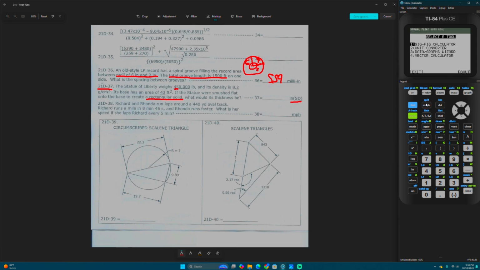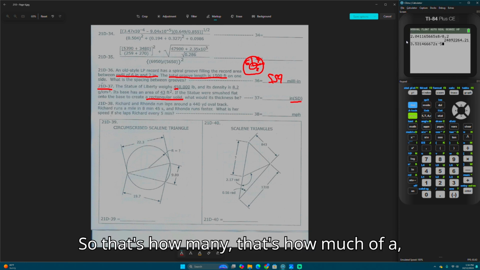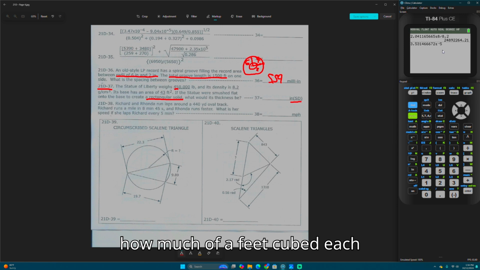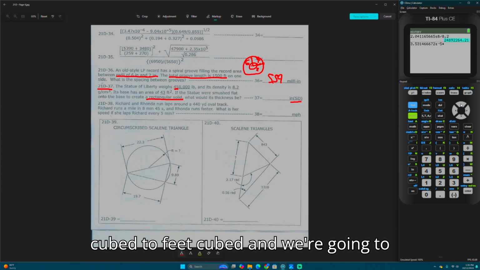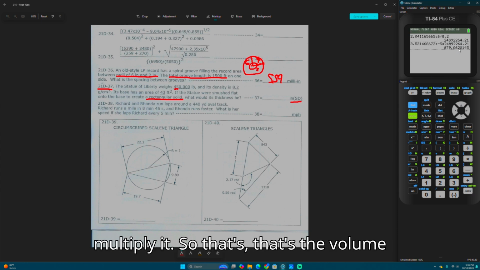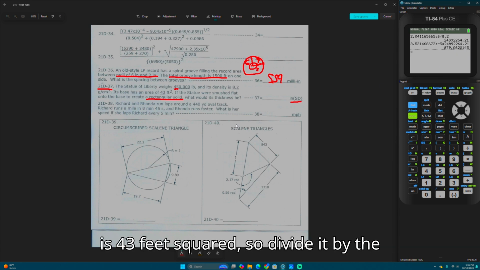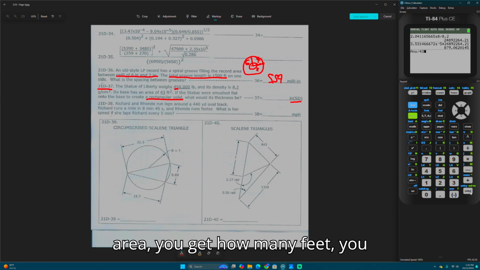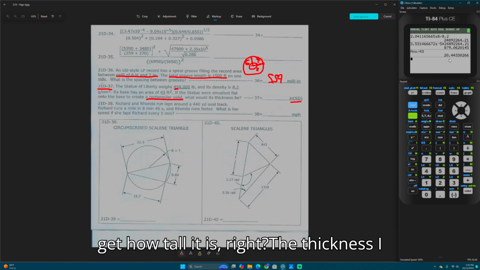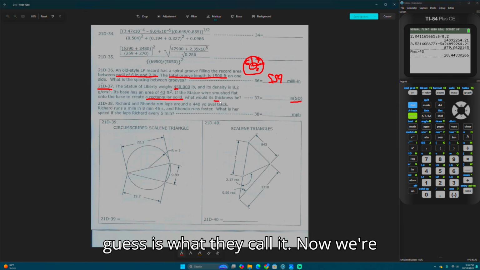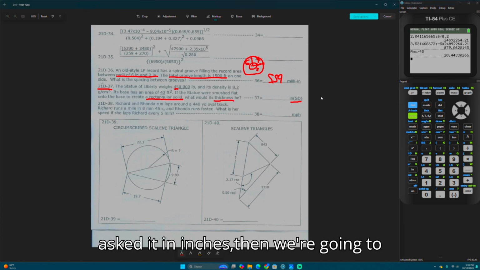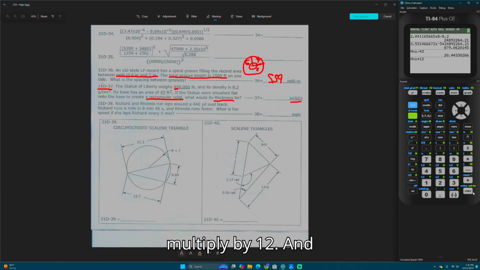This is the ratio. So that's how much of a feet cubed each centimeter cubed is. So that's the conversion from centimeter cubed to feet cubed, and we're going to multiply it. So that's the volume in feet cubed, right? And we know the area is 43 feet squared. So divided by the area, you get how many feet, you get how tall it is, right? The thickness, I guess, is what they call it. Now we're asked it in inches, and we're going to multiply it by 12.